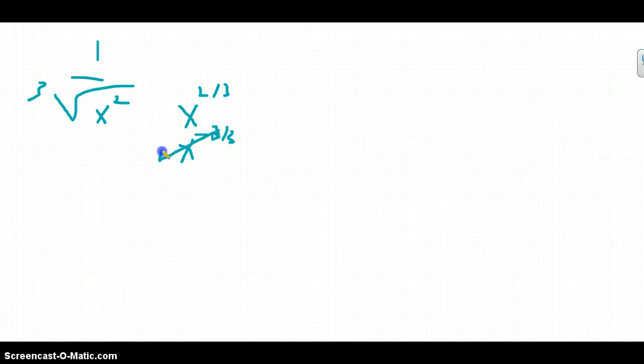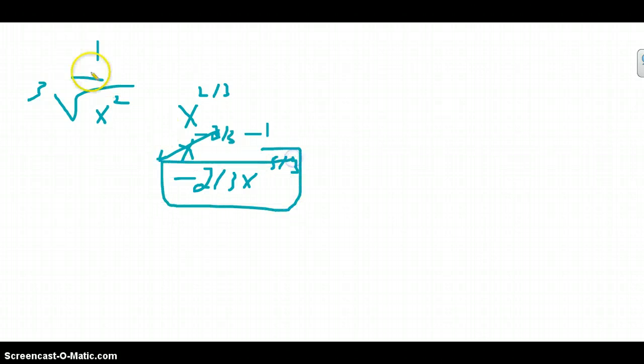So then you drag it in front like usual. Subtract by 1. So negative 2 divided by 3 of x, and then minus 1 is 5 over 3. That's the derivative of that thing.